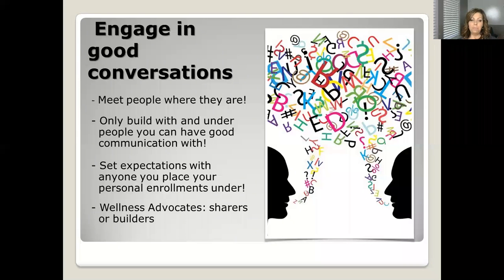Only build with and under people you can have good communication with. So I'll give you an example. There was somebody who was a regular loyalty rewards customer, and they were ordering regularly. They also had a class with me and enrolled. There were 5 people, and we placed them on their team. However, they were really, really busy. They had a full-time job. I had a hard time talking with them. They weren't a texter, so they weren't responding to texts, and I just thought, well, it's okay. I can tell they love the oils, and we had a great class, so I just kept placing people under them, never talked to them, didn't say anything about them, and then eventually they closed their account.